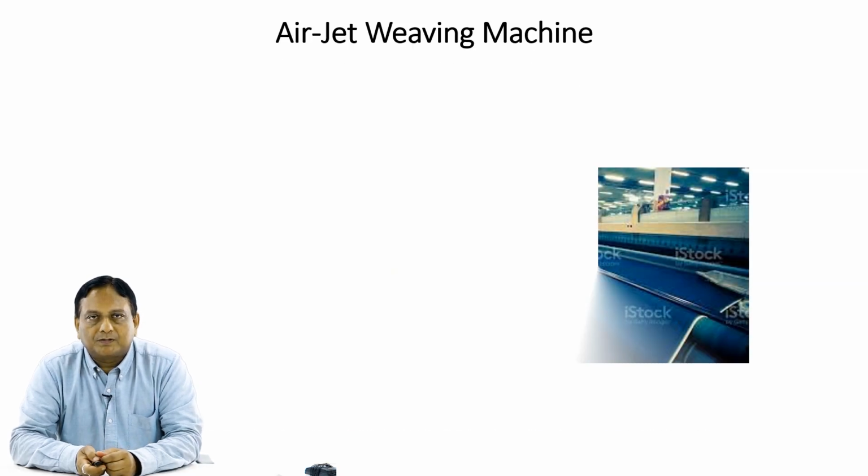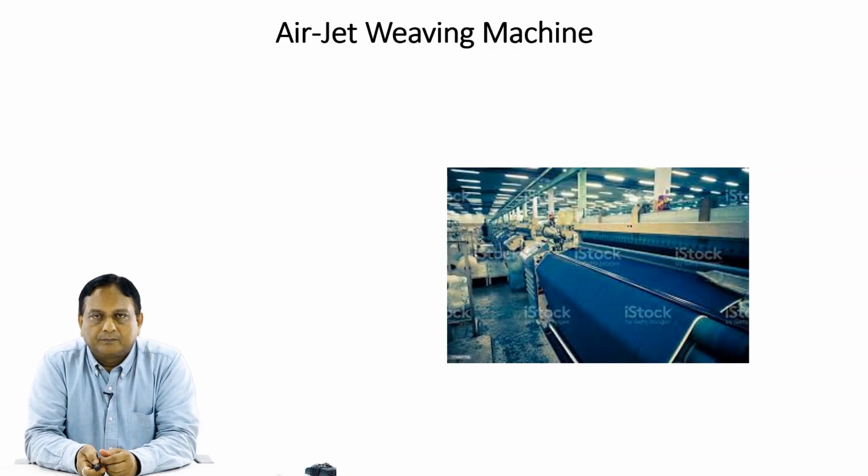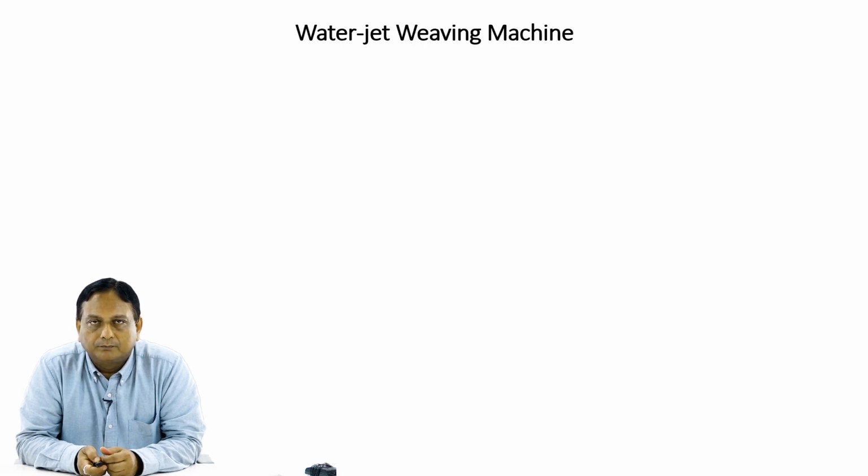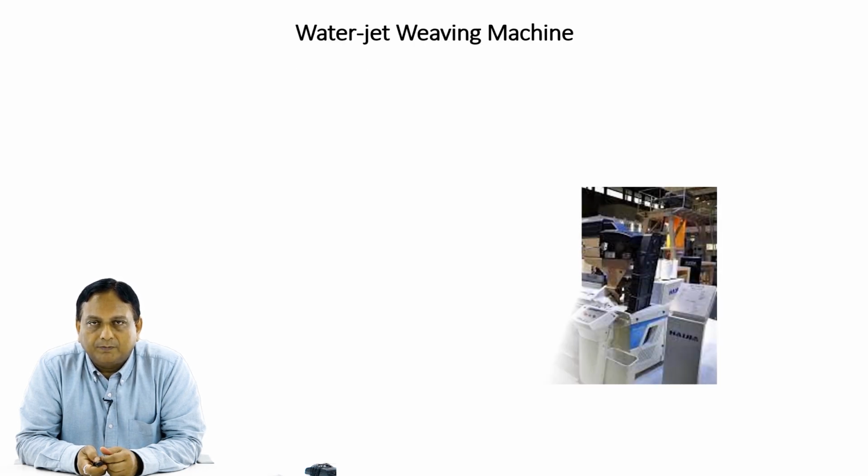Now, we have seen the operation of air jet weaving machines. It is suitable for the production of light to medium weight fabrics, terry towel, furnishing fabrics, denim and so on. Now, let us see water jet weaving machines.